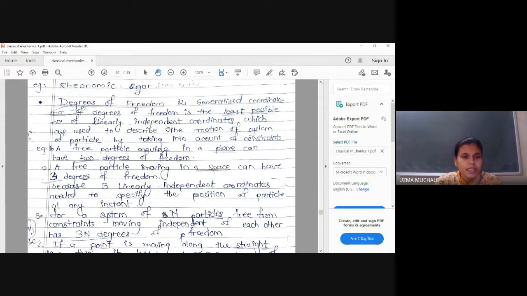So hence, what are the degrees of freedom? The number of degrees of freedom is the least possible number of linearly independent coordinates which are used to describe the motion of a system of particles, considering the constraints also. That specified number is nothing but the least possible number of linearly independent coordinates.